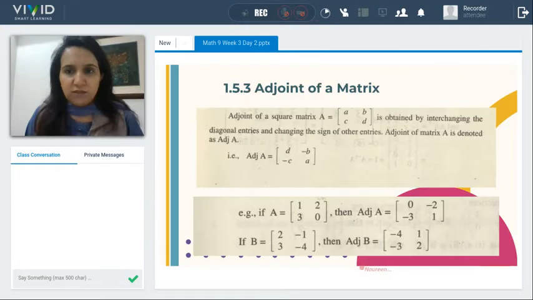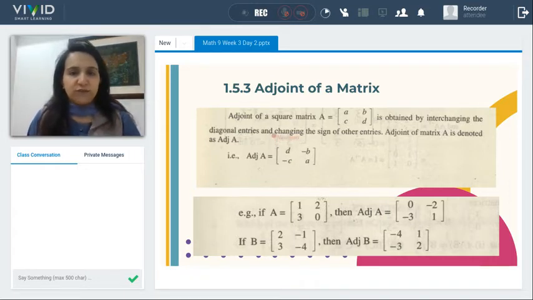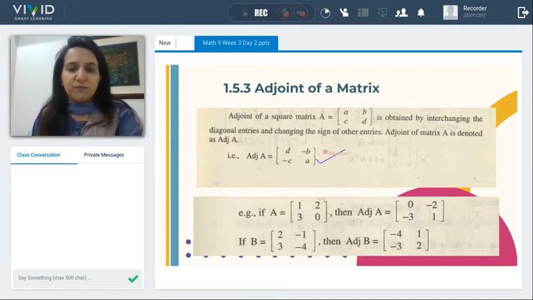Okay, let's move on. Adjoint of a matrix. What is adjoint? Adjoint of a square matrix A is obtained by interchanging the diagonal entries and changing the sign of other entries. The adjoint of a matrix A is denoted by ADJ, the short form of adjoint. If we write A with it, that will be the adjoint of A.